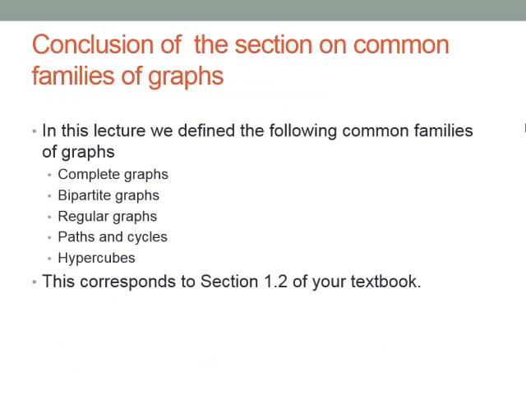So we have now covered the following: a complete graph, which is a graph in which every possible edge is in the graph; a bipartite graph, a graph with the property that the vertex set can be partitioned into two sets where there are no edges in each set; a regular graph, where every vertex has the same degree; paths and cycles; and finally, the hypercube.